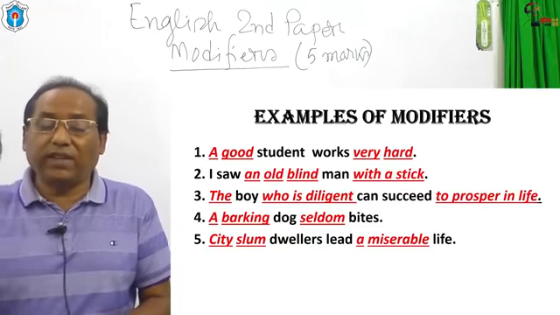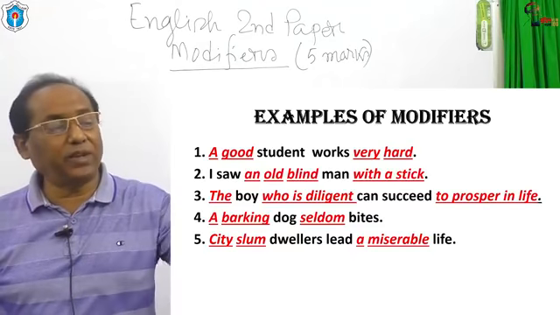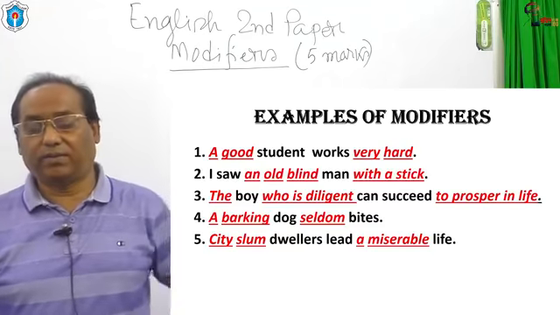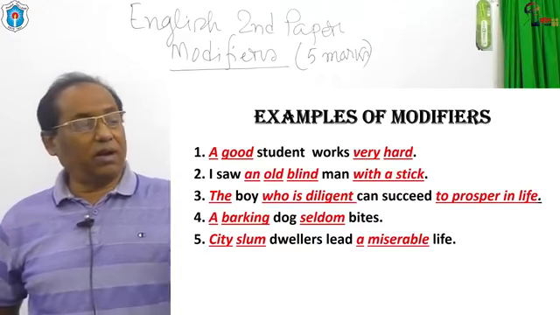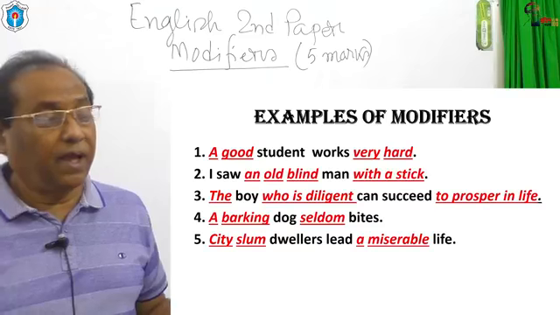Third question, why is it used? It is used to give some information about student. So, a and good are modifiers. I think that is clear to you.